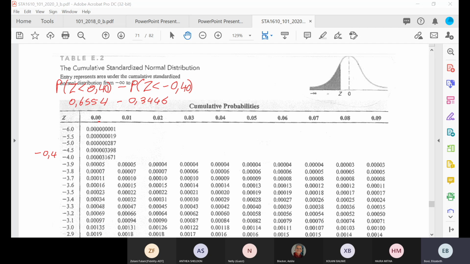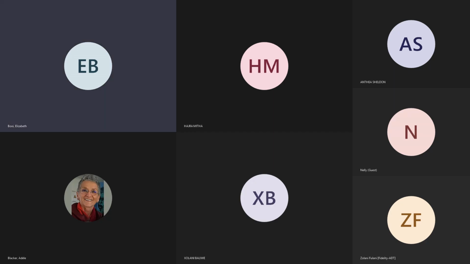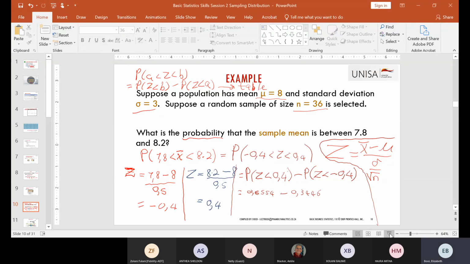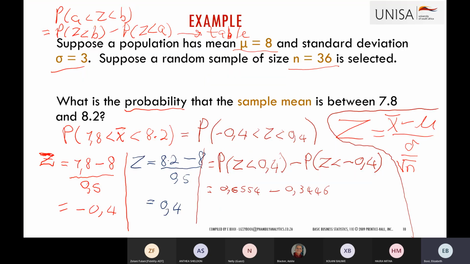So going back to our question. We had 0,6554 minus 0,3446, and taking our calculator, calculating the values, quickly, let me do the calculation, 0,6554 minus 0,3446, we end up with 0,3108.